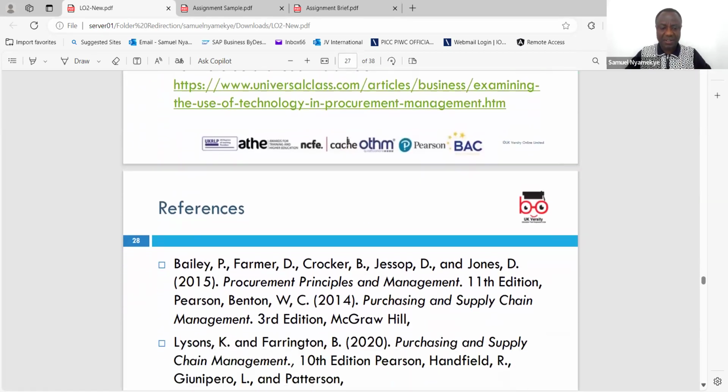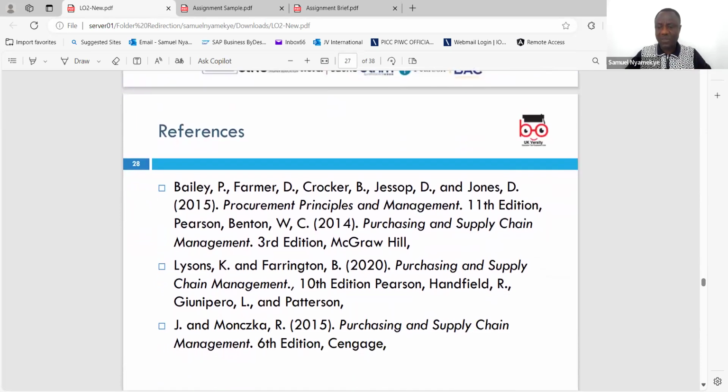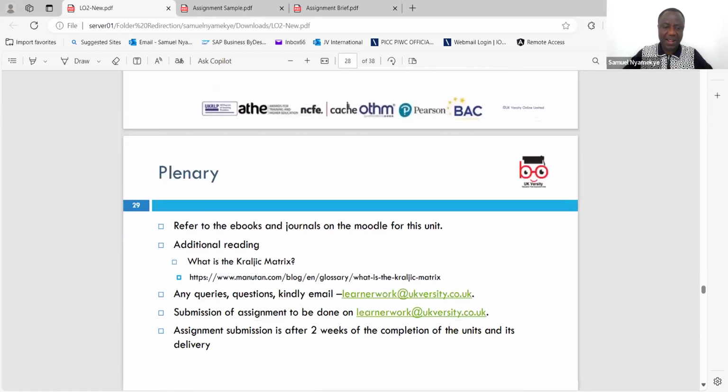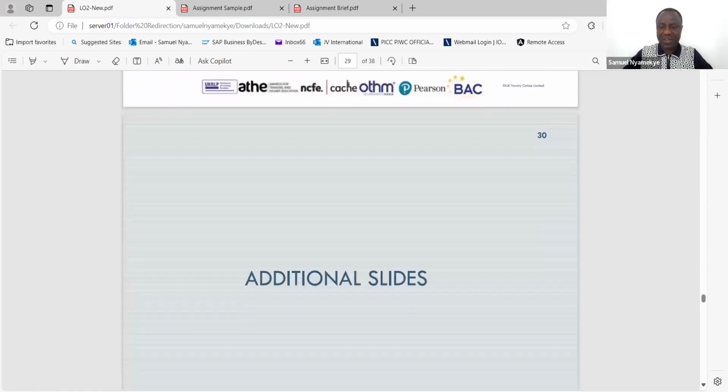You can also, whether you have access to some of these books. Have you got access to some of these books at all? Yes, I have access to some of them. Yeah. So you can have a read through, and it will give you a bit more. And there are a few more extra readings.